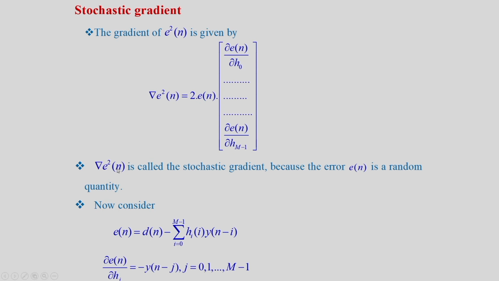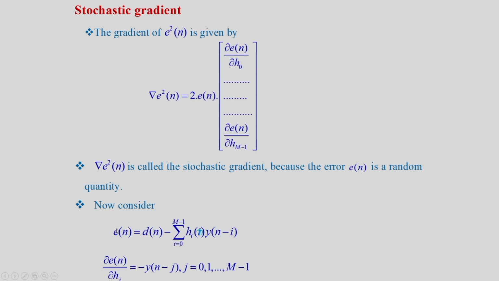A gradient of square n is called stochastic gradient because the error is a random quantity, because En is derived from the random data. Therefore it is a stochastic quantity, and the corresponding gradient of square n is the stochastic gradient.